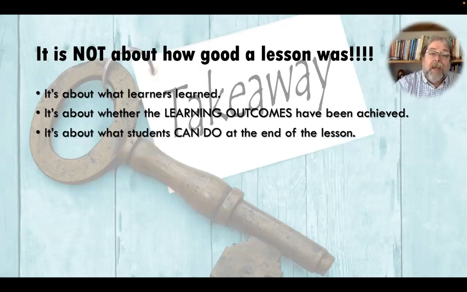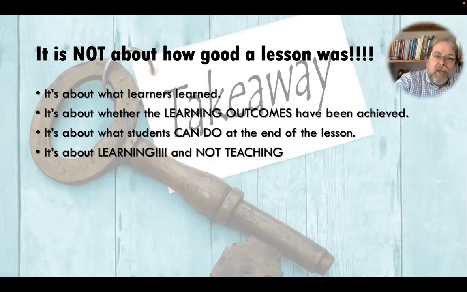And then it's about what students can do at the end of the lesson. Maybe they couldn't complete or achieve the learning outcome totally, but they achieved 50% of it. So always look at the positive, not the negative, what the student can do. And it's about learning. It's not about teaching. It's about how students responded to your teaching.